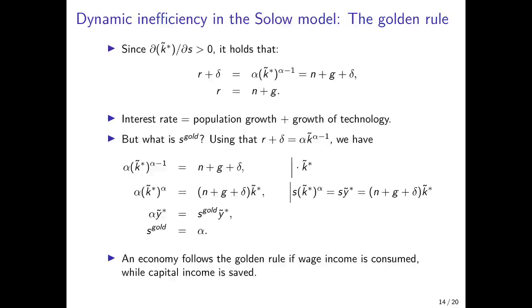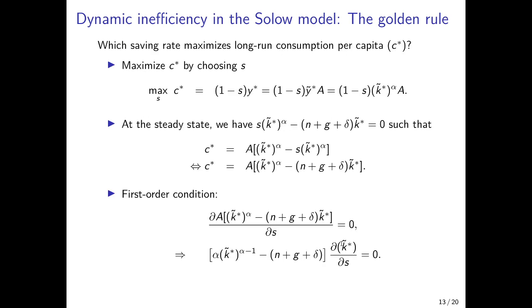Now on the previous slide, we know that the expression here, the derivative of the capital stock per unit of effective labor at the steady state with respect to the saving rate, is positive, because in the Solow model it's always the case that the capital stock increases with the saving rate at the steady state. So this term here is positive. So for this to be equal to 0, we must have that the term in square brackets is equal to 0, which means that this expression here is equal to this expression here.